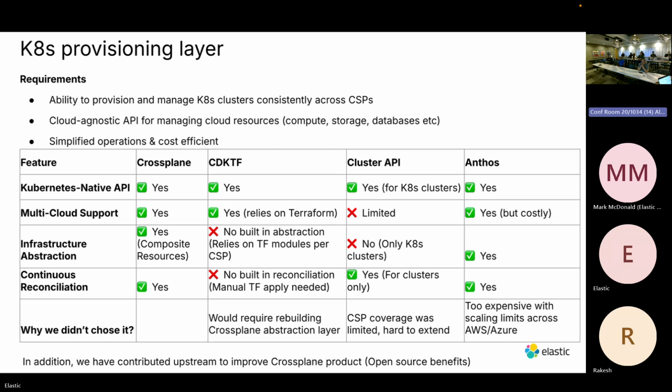Now, going back to the last requirement, cost efficiency, we realized Anthos meets the technical bar, but it's just way too expensive. In a magnitude of comparison, Anthos would be way more expensive once you start hitting a particular scale, right?